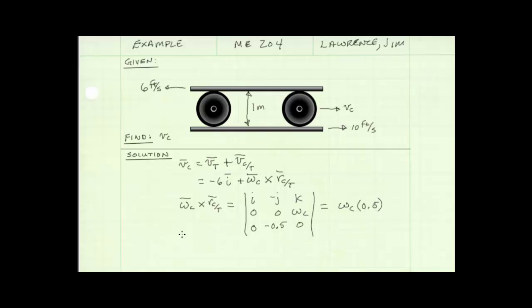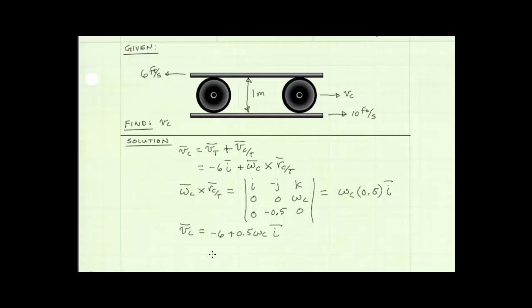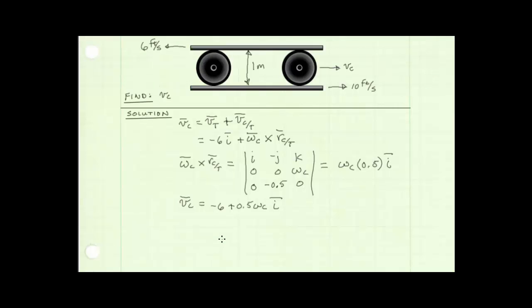Substituting that back into our velocity equation, minus 6 in the I direction. This was also in the I direction, plus 0.5 omega c in the I direction. So we can't find the velocity of c without omega, and we can't go any further with this. So we need to look at it from another perspective. Well, we know the velocity of the top and we know the velocity of the bottom, so let's find some kind of relationship between those two.